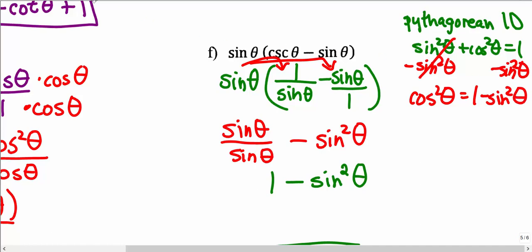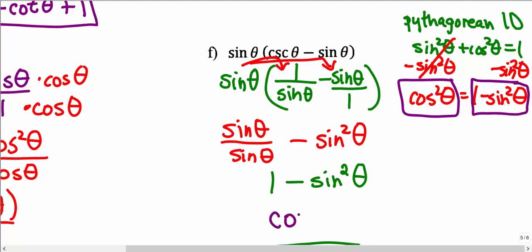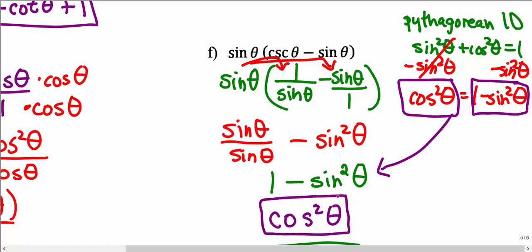So we have an equivalency. Cosine squared theta is exactly the same thing as 1 minus sine squared theta. So we're going to replace 1 minus sine squared theta with its equivalent, cosine squared theta. And that is the simplest that this problem could get.